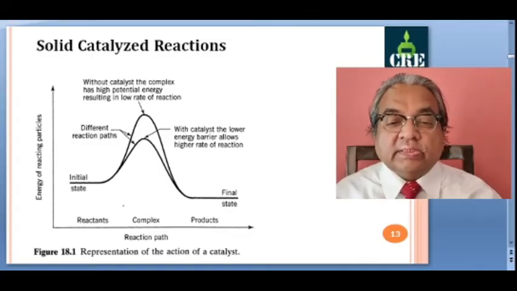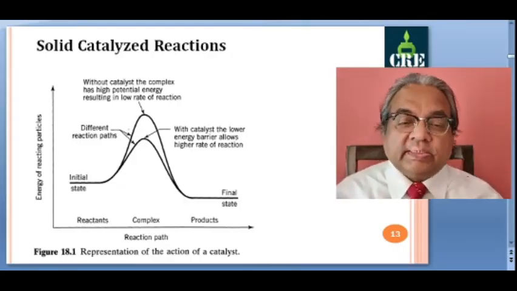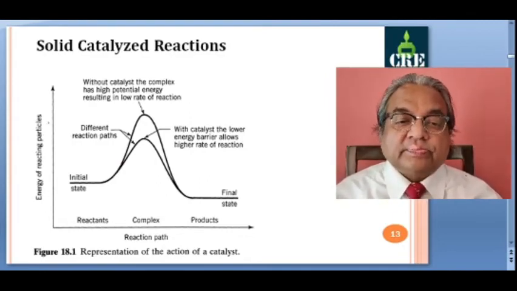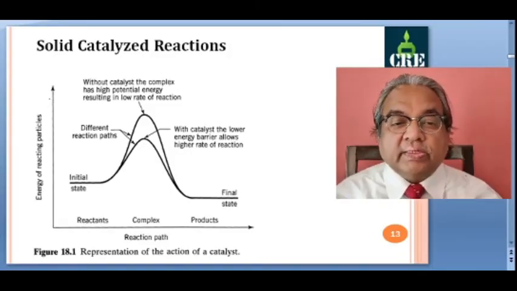It is considered that some intermediate complex is formed, which we also call the activated complex. And if we represent the energy of the reacting particles on this axis, then without catalyst the complex has high potential energy, resulting in low rates. High potential energy.